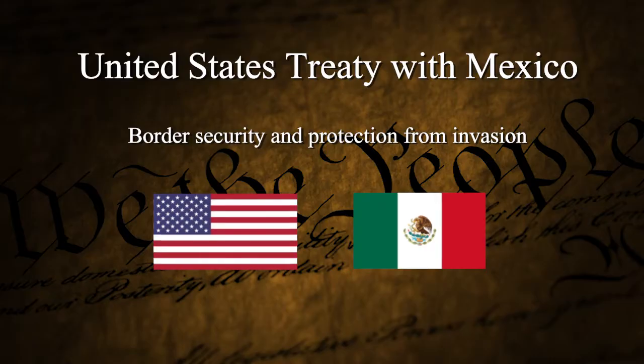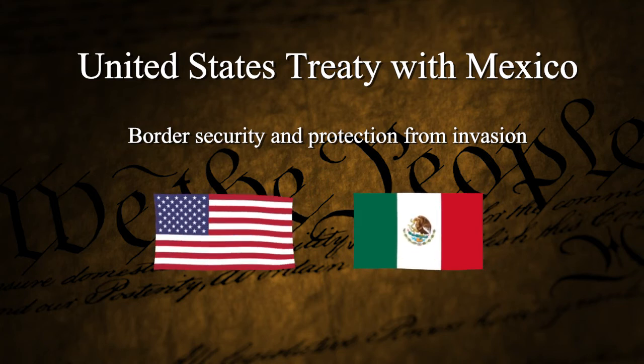Okay, so we talked about two bad examples of a treaty. Are there any good examples? What about a United States treaty with Mexico that revolves around border security and the protection from invasion? The treaty between Mexico and the United States says you shall not allow this border to be crossed. Is that a treaty that's legitimate?